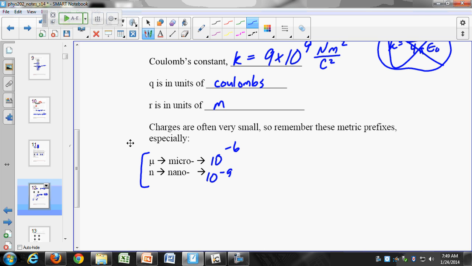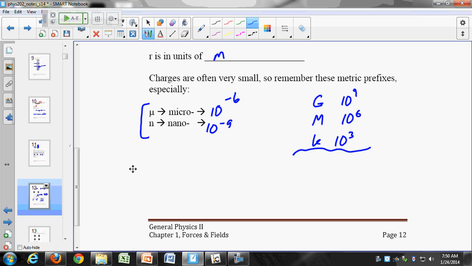You'll need to know all the metric prefixes too, just to remind you the ones that you're responsible for. On the big end are giga, mega, kilo: 10 to the 9th, 10 to the 6th, 10 to the 3rd. These will become more important when we get into light, because we'll look at the frequencies of light, which have very large frequencies, gigahertz and megahertz. And then on the other side we have centi, which is 10 to the -2, milli, 10 to the -3, micro, and nano, 10 to the -6, 10 to the -9.